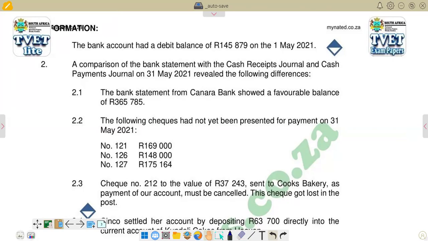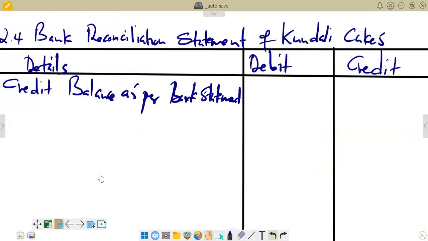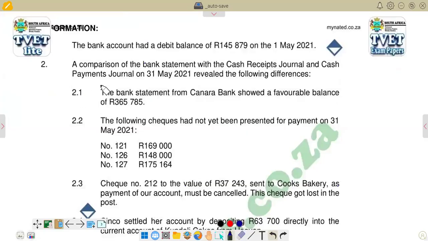So we're going to go to the answer section and put it on the credit side as an opening balance. The credit balance as per the bank statement is 365,785. Then we can go and check the next transaction. What we're going to do is identify whether the differences we have are affecting the journals or the bank statement. If it's affecting the bank statement, then we're going to adjust for them.